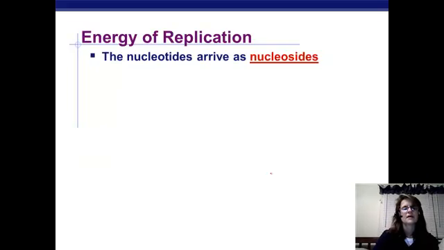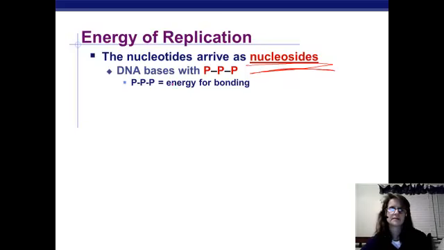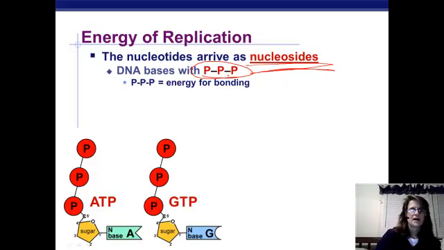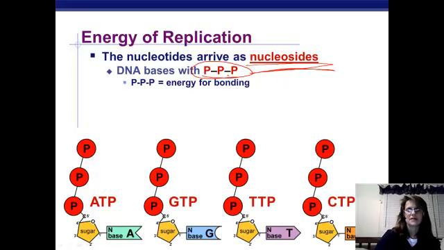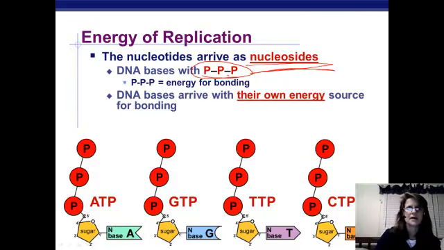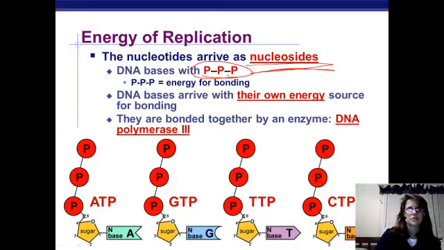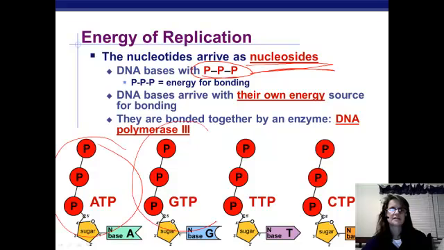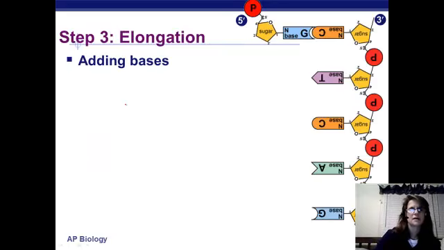So the nucleotides that are going to be bound up to the DNA arrive to the scene as nucleosides. Basically, these are the DNA bases with the 3 phosphates, not just one. And there they all are. That's how they come to get added to the DNA molecule. They arrive with their own energy source, and DNA polymerase is the thing that's going to grab each of these as it's needed and try to attach it to the DNA molecule.